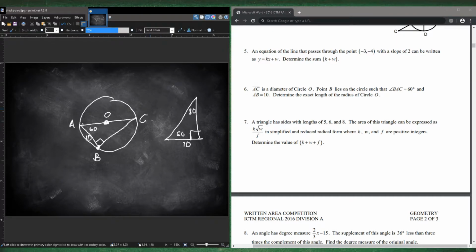So if you know a 30, 60, 90 triangle, the general triangle looks like this, and we have a 60 and 30. If the hypotenuse is length x, then the opposite side of the 60 is x times square root 3 over 2, and the opposite side of the 30 is x over 2. So the opposite of the 30 is 10, so x over 2 is equal to 10. That means x is 20, so the hypotenuse is 20. So this entire diameter is 20. Divide by 2 to get the radius. So the radius here is 10. So the answer for number 6 is just 10. And that's basically if you know your properties.